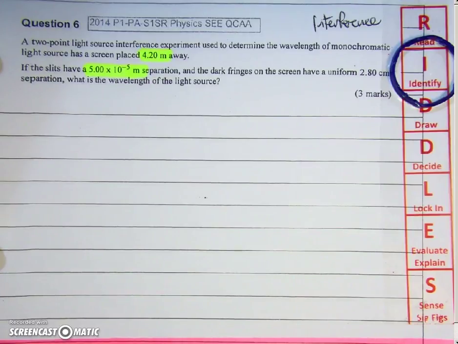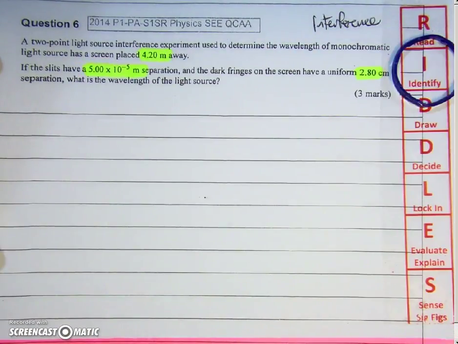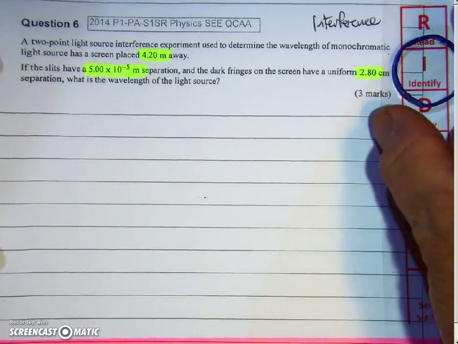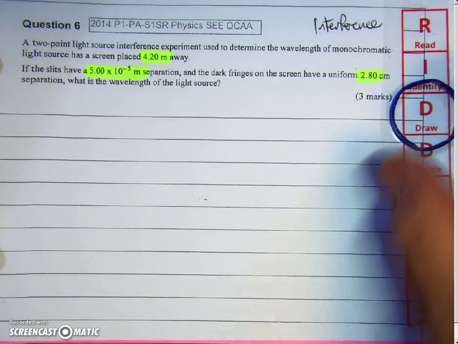And the dark fringes on the screen have a uniform 2.80 centimeters separation. We've got a measurement here in centimeters that we will need to transfer into meters, so we're consistent with our SI units. We want to know the wavelength of the light source. Right, we need to draw a diagram.